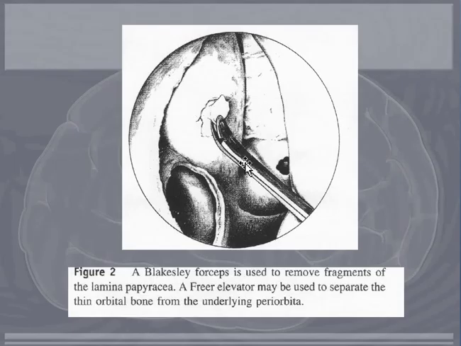Now here you can see a black slate. Forceps is used to remove the fragment of the lamina papyracea. A Freer elevator may be used to separate the thin orbital bone from the underlying periorbita.